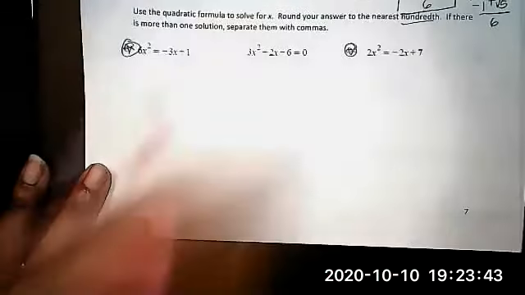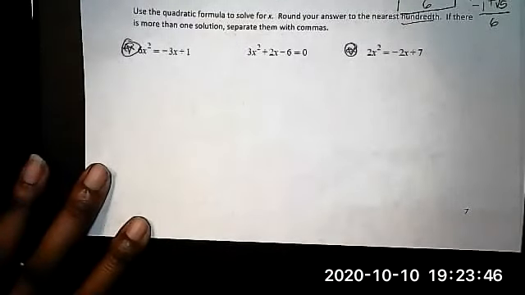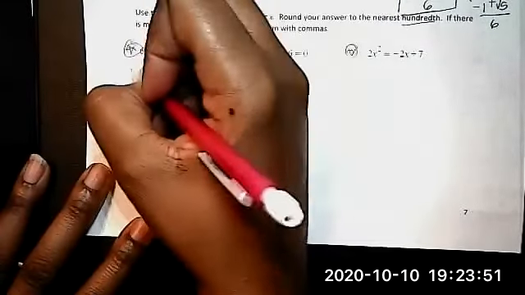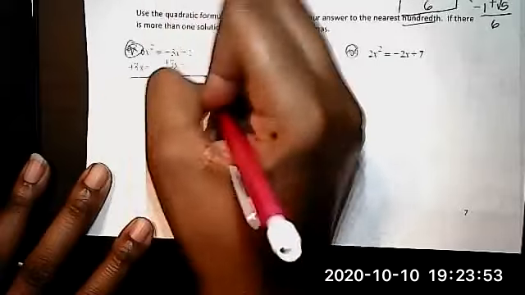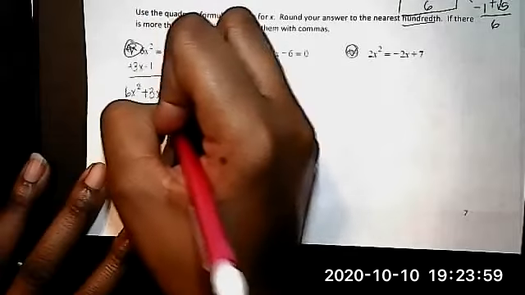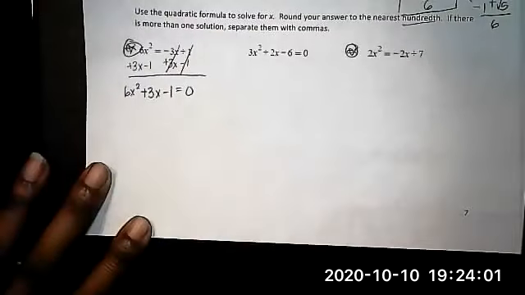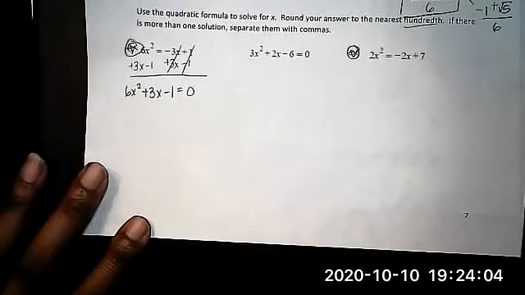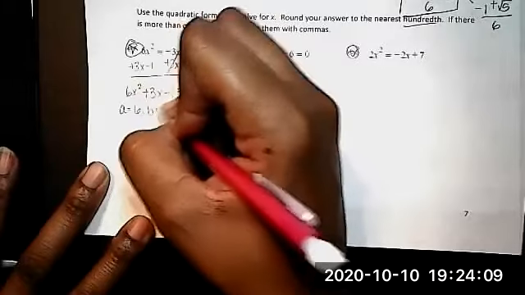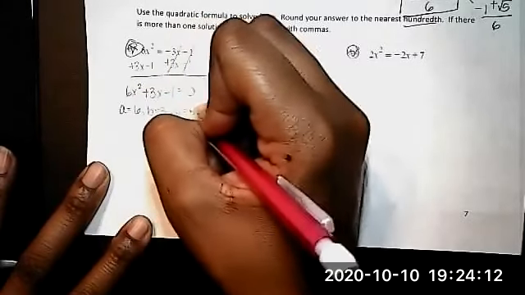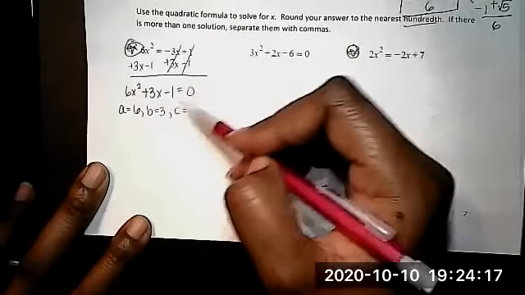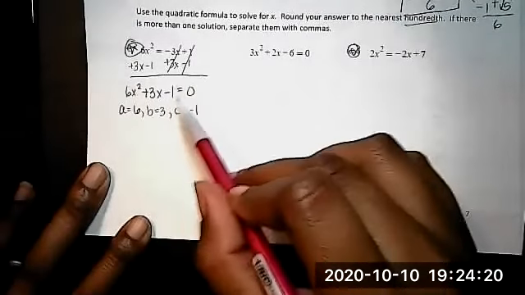All right, so here, you can't do the quadratic formula until everything is equal to 0. So I'm going to add 3x, subtract 1. This now becomes 6x squared plus 3x minus 1 equals 0. Okay? So for the quadratic formula, A is equal to 6, B is equal to 3, C is equal to -1. So A is always whatever's in front of x squared, B is in front of x, C is the constant, okay?